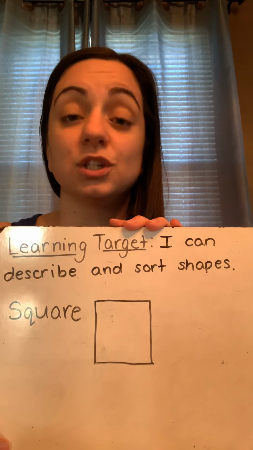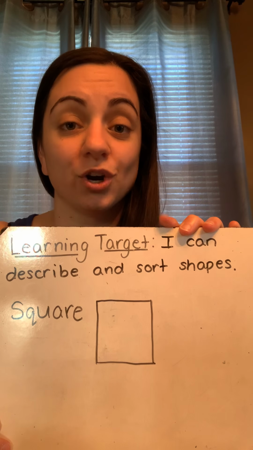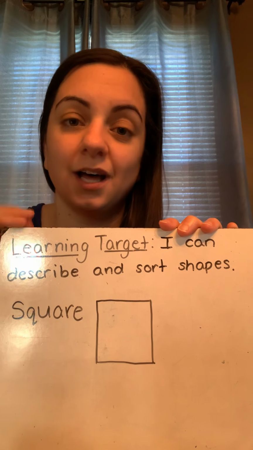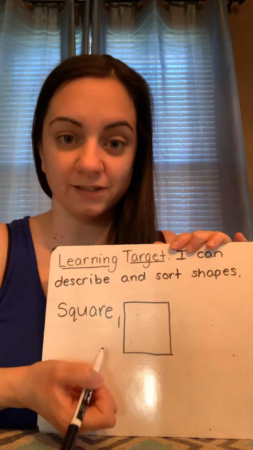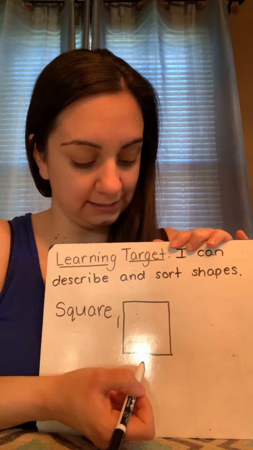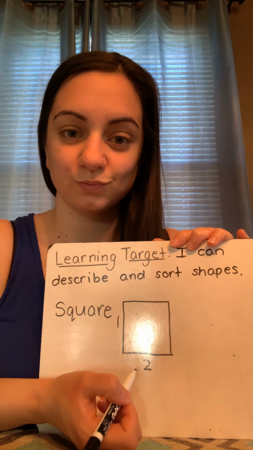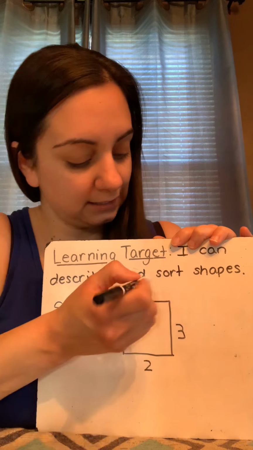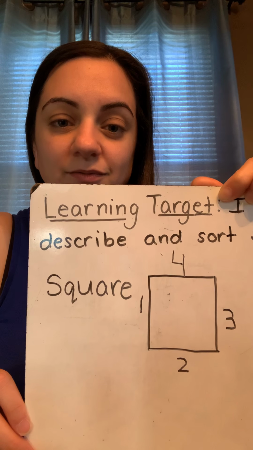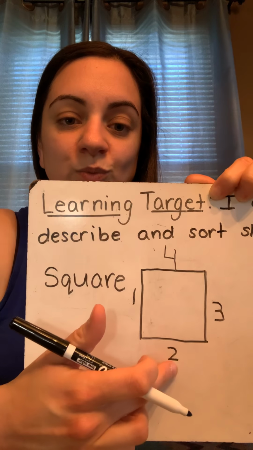How many sides does the square have? Remember, a side is a straight line. Let's see the sides on the square. Here is one side right here, one. Here's another side down here, two. Here's a third side right here, and here's a fourth side on top. How many sides does the square have? 1, 2, 3, 4. 4 sides.